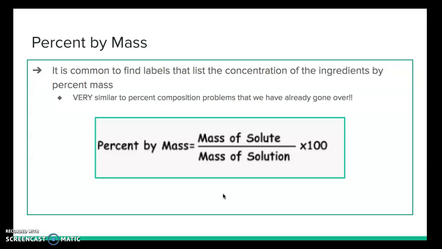The next type of calculation we can have is percent by mass. This is very similar to the calculation we made when we did stoichiometry with percent composition. It's just the mass of the solute over the mass of solution. Percent by mass and percent composition are pretty much the same thing. So you can use that percent composition formula that is on the back of your reference table, Table T. So let's look at an example.